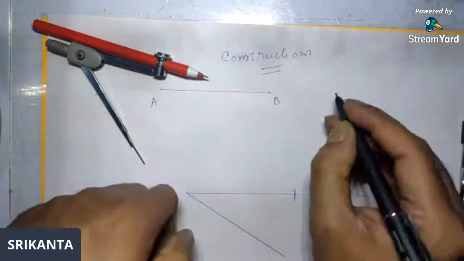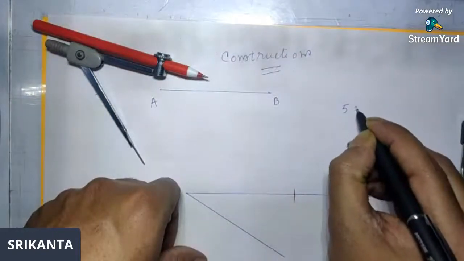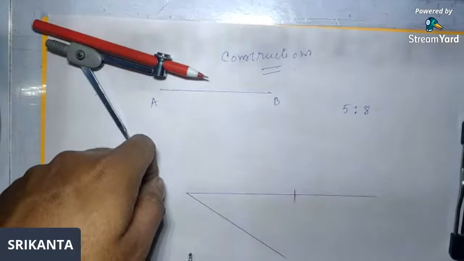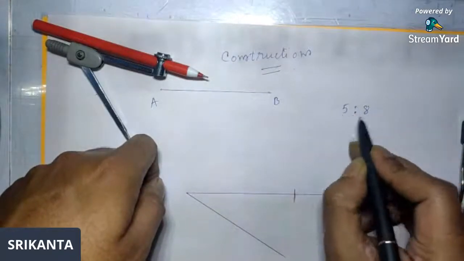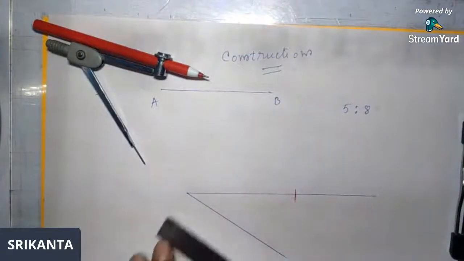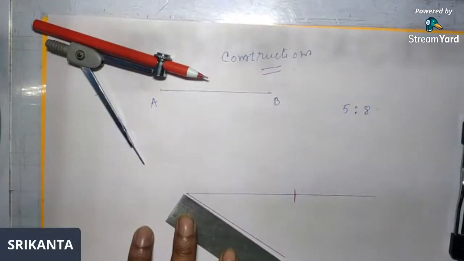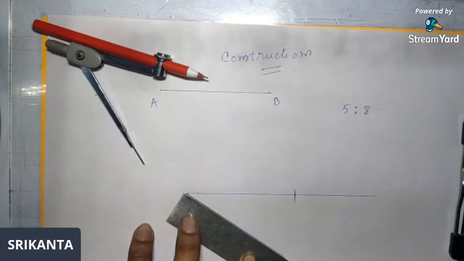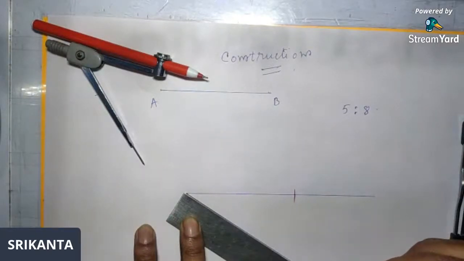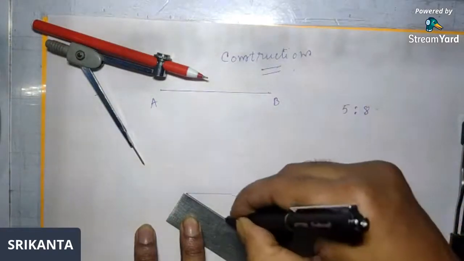Now we have to divide it in the ratio 5 is to 8. Clear? 5 is to 8. So at first you make a sum of them. That means 5 plus 8. 5 plus 8 means 13. So this line segment should be more than 13 centimeters. Understood? If you are taking 1 centimeter each, more than 13. Clear?